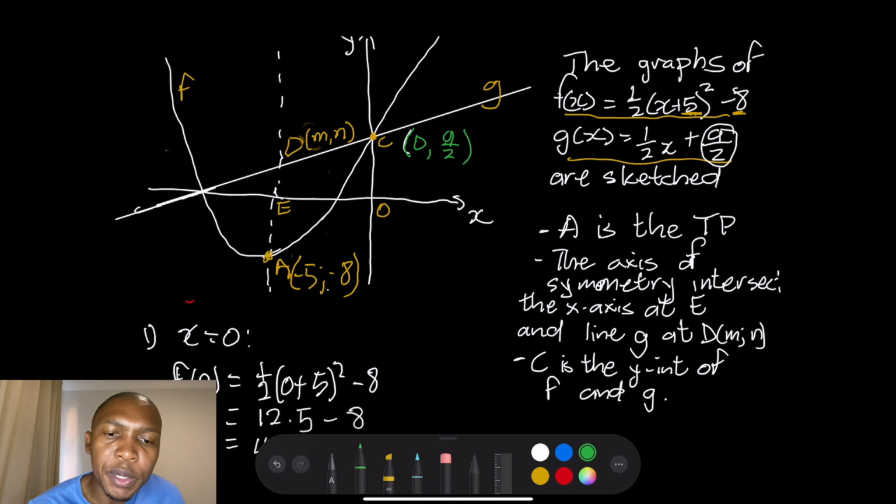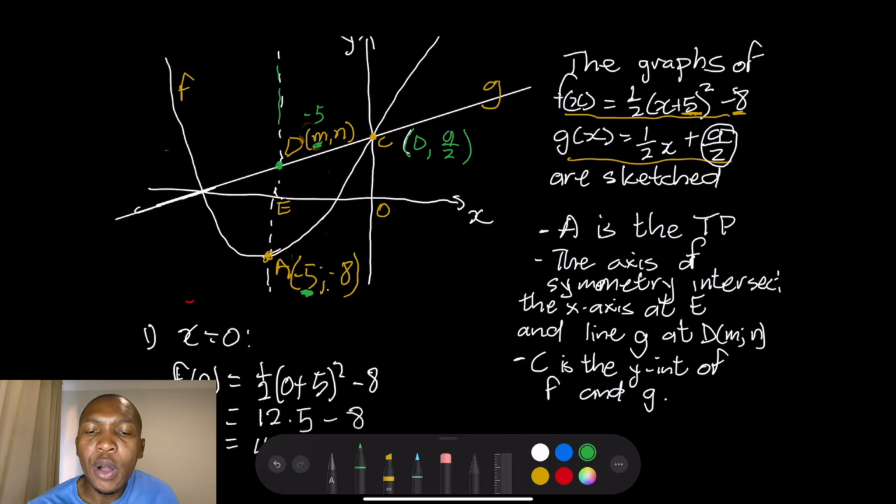And obviously, because point D is along the axis of symmetry, it already tells you that the x value at D, that m value, would be the same as the x value at A, because that's a vertical line. It's along the axis of symmetry. So in this case, it's along this line here. So it means that m is minus 5.